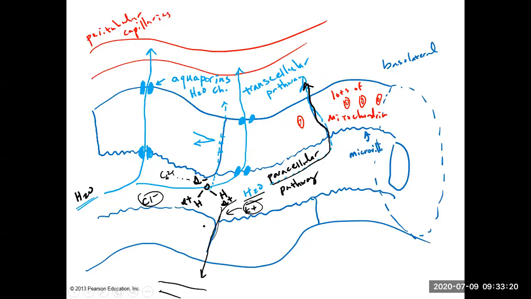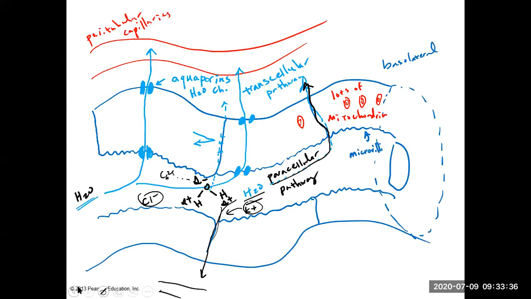Now, why are they not going into the water channel? Because they're not big enough. The water channels, aquaporin, that we mentioned, is just for water. Ions cannot go in because they just don't fit and it's not permeable to them. But in this case, they can go between the cells.